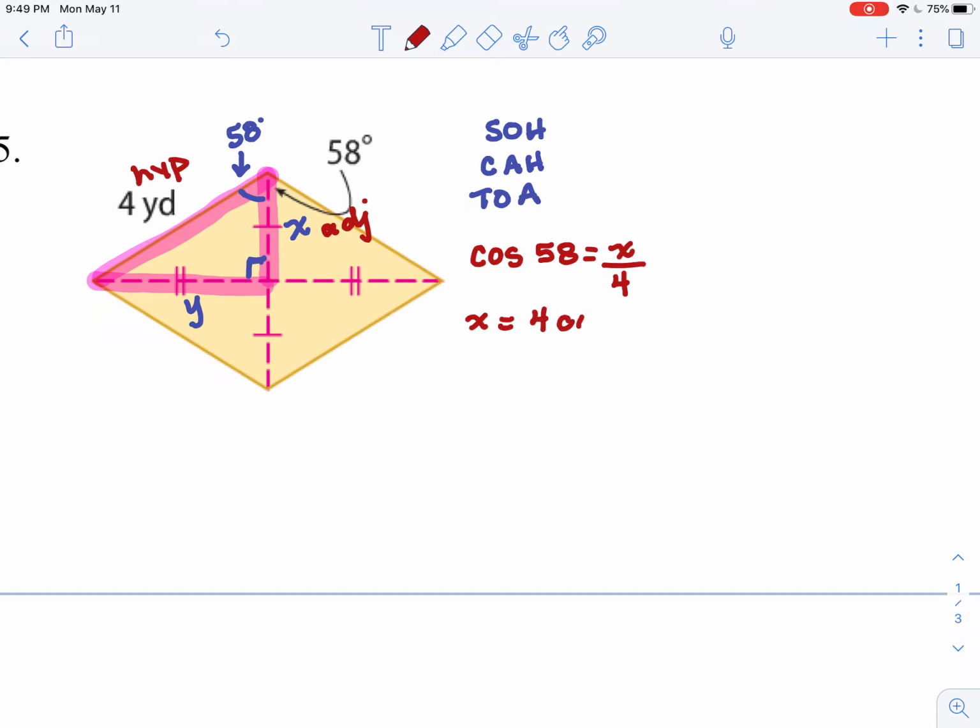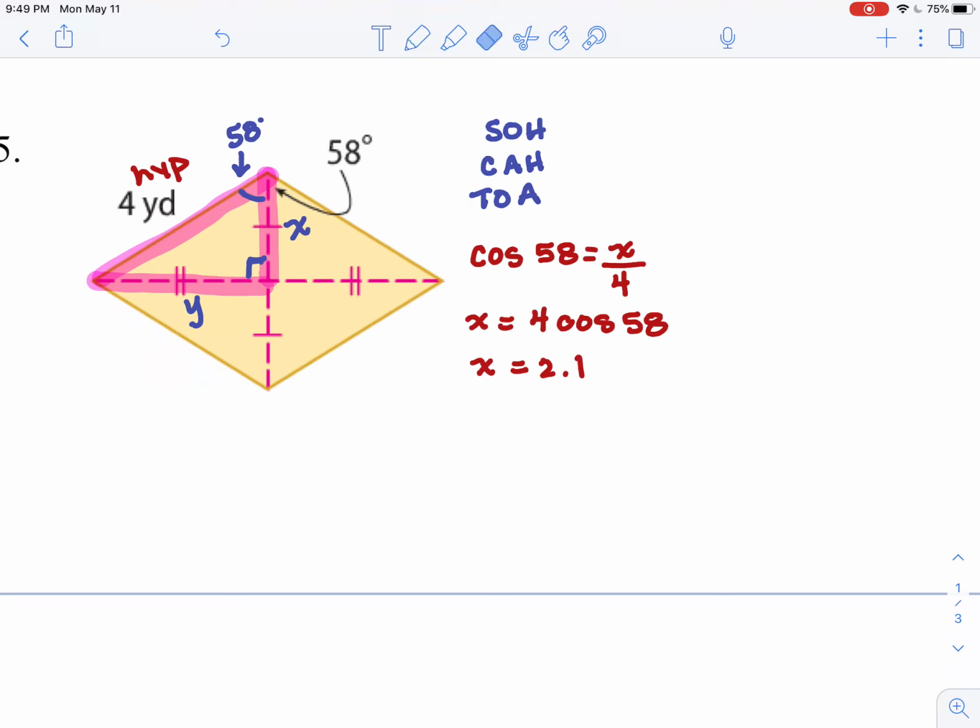To get X by itself, multiply both sides by 4. So X is 4 times the cosine of 58 degrees. When you type this into your calculator, please make sure that you're in degree mode and not radian mode. You should come up with a value of 2.1.